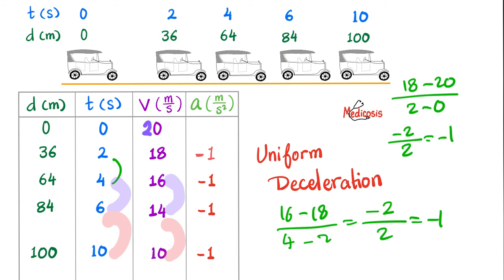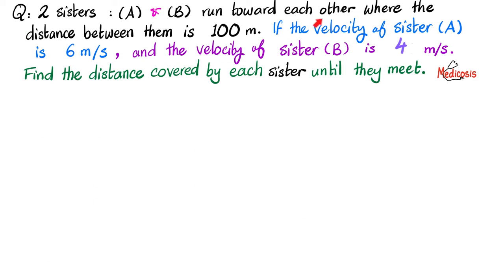Why deceleration? Because it has a negative sign and I'm slowing down. Why uniform? Because it's constant, i.e. every 1 second, my velocity is decreasing by 1 meter per second. That's what it means. How about the question of the previous lecture?